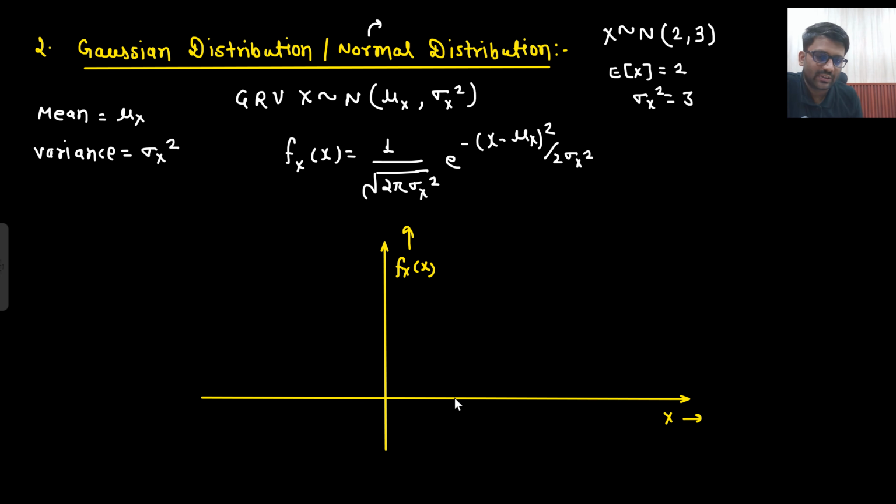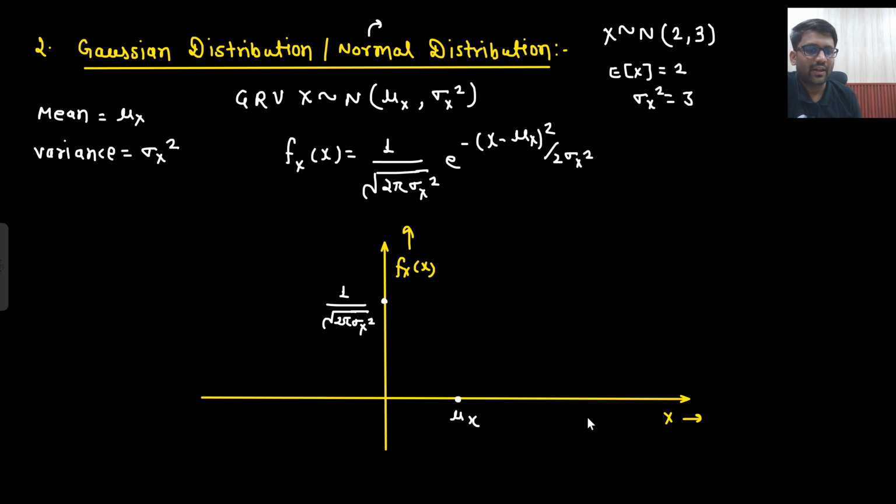So at x equals to mu x, let's just say this is your mu x. At x equals to mu x, your amplitude will be 1 upon under root 2 pi sigma x square. So this completely is there in the under root, okay. So at x equals to mu x, the amplitude is 1 upon under root 2 pi sigma x square.